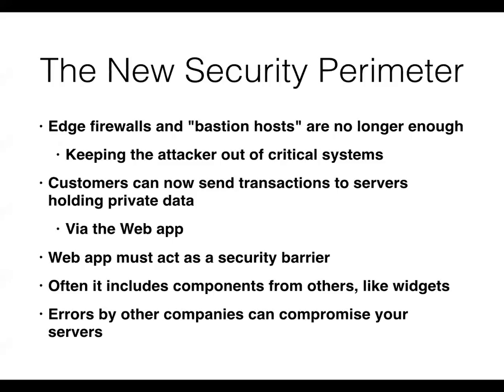Anyway, so here's the security perimeter. We have things like firewalls and bastion hosts, which take data from an untrusted source like the internet and then supposedly scrub it before moving it forward. But now customers are sending in data all over the place, and your web app has many components from many other people on it. For example, ads on your website that come from third-party sources that you probably can't really trust. So it's a big issue. You're trusting a lot of people.